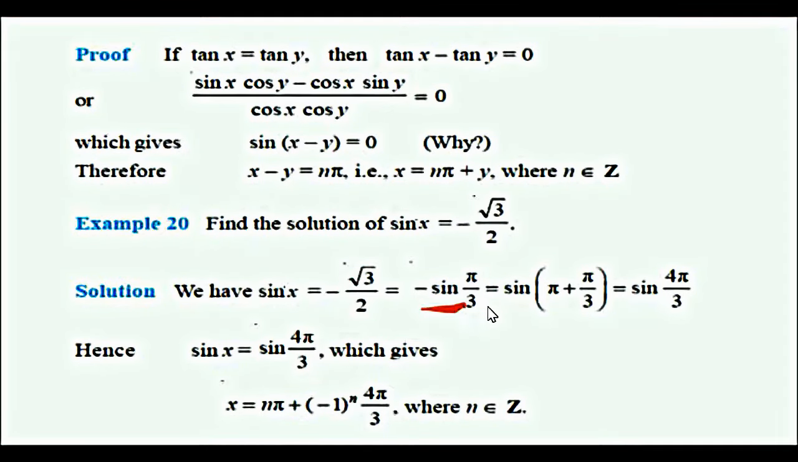But minus sin pi by 3, how to get rid of this minus? Sin (pi plus theta) is equal to minus sin theta. So you can just add pi, that is pi plus pi by 3, and you can get rid of this minus. So pi plus pi by 3 is what? 4 pi by 3. Now you have sin x is equal to sin y, that is sin x is equal to sin 4 pi by 3. And now you are aware that the general solution is x is equal to n pi plus minus 1 to the power n times 4 pi by 3.